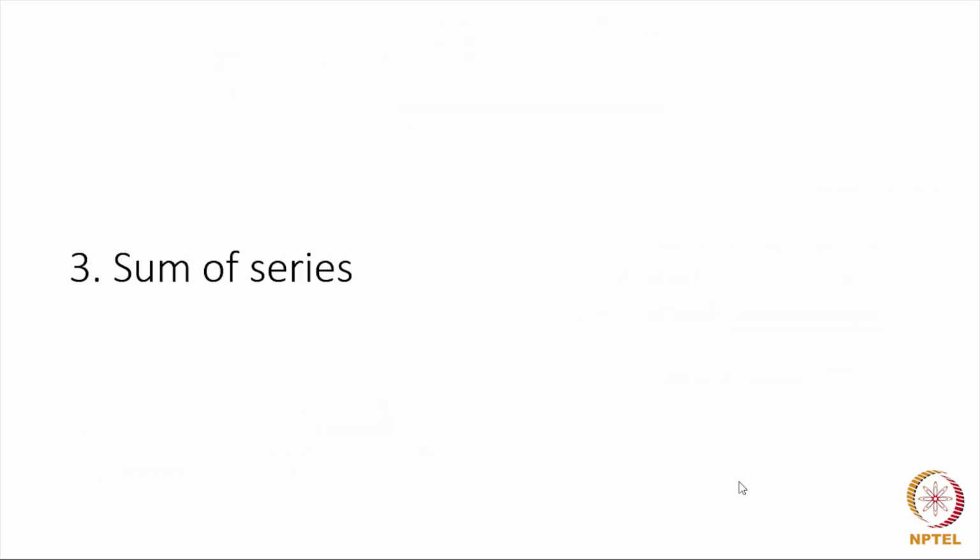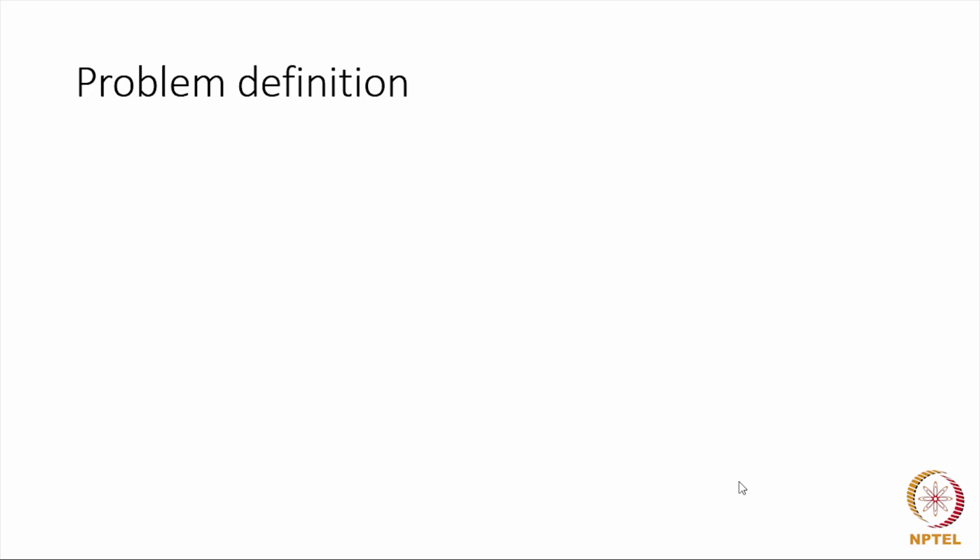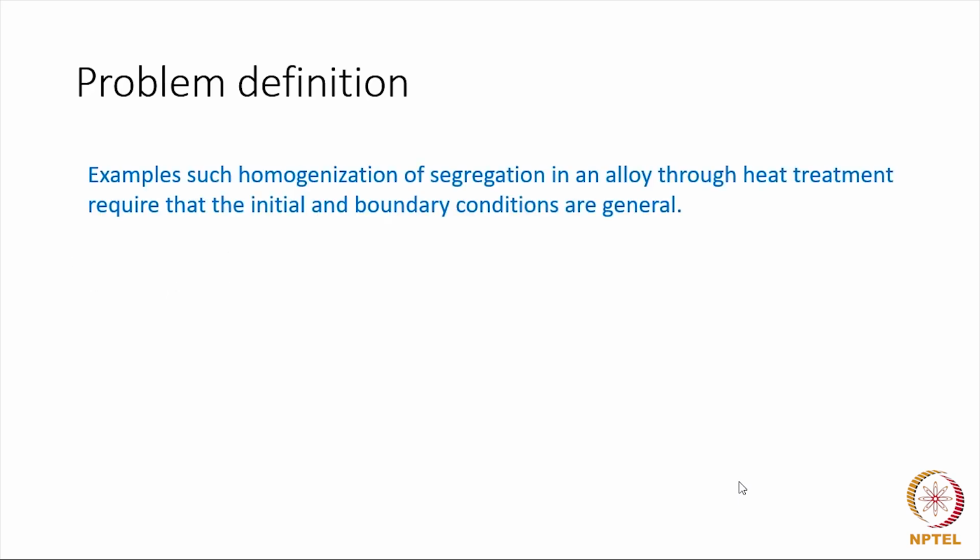The third and the last solution for the transient diffusion equation is a very general kind of a solution which is applicable for a number of scenarios, and that's basically the sum of a series. And the problem definition which we have in mind, why we take up this particular solution case, is as follows.